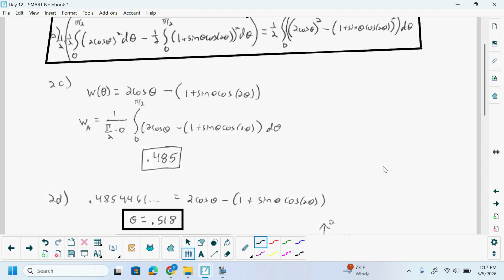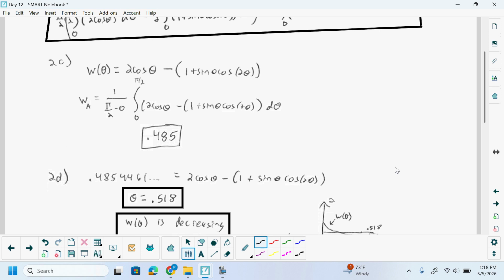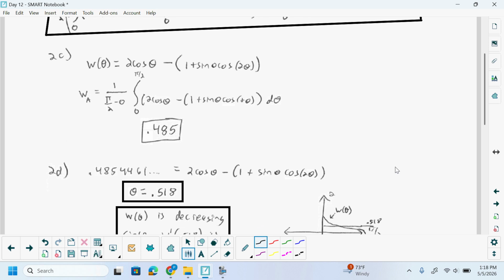Next, we wanted to find W of A, which was the average value of W of theta. So we do 1 over B minus A, our integral, and then using that expression that we had written in the earlier part of 2C, put it in the calculator, see what you get. And then in 2D, we wanted to know the value of theta that made W of theta equal its average.